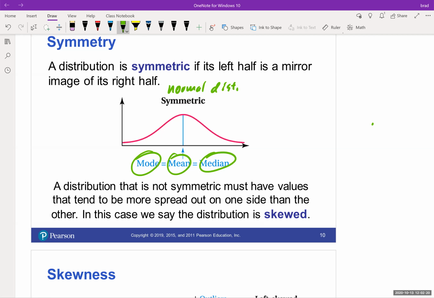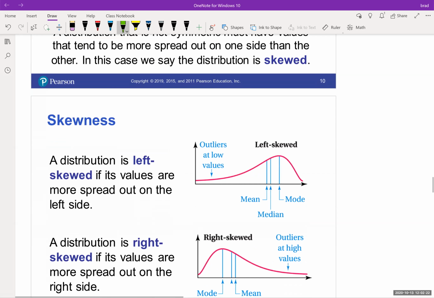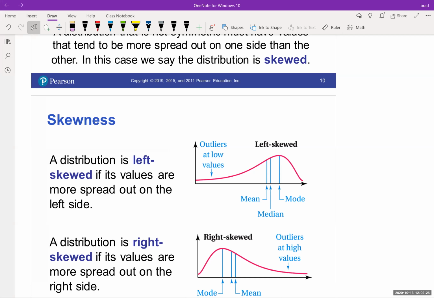In this case, we call this distribution skewed. Now, skewed distribution is kind of counterintuitive. For me, if I thought about distribution being skewed, I would think that that means that there's more data on that side, but it actually turns out to be the opposite. It means that there's an outlier on the left-hand side, okay?